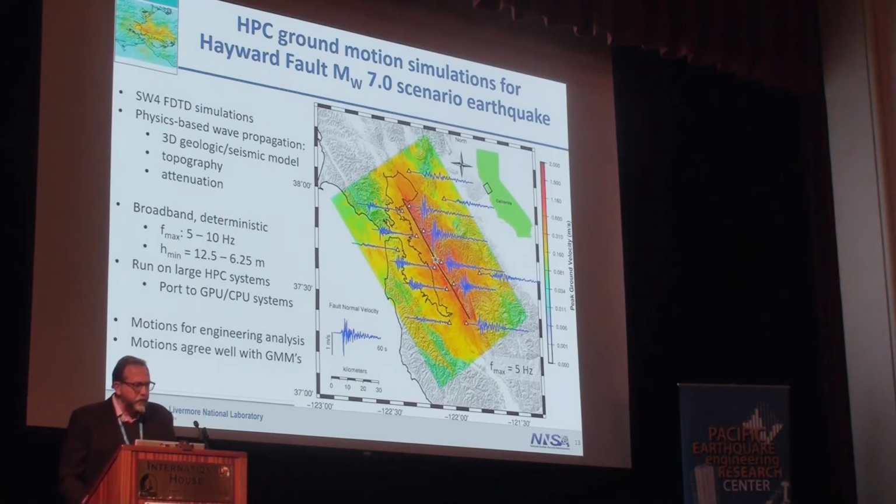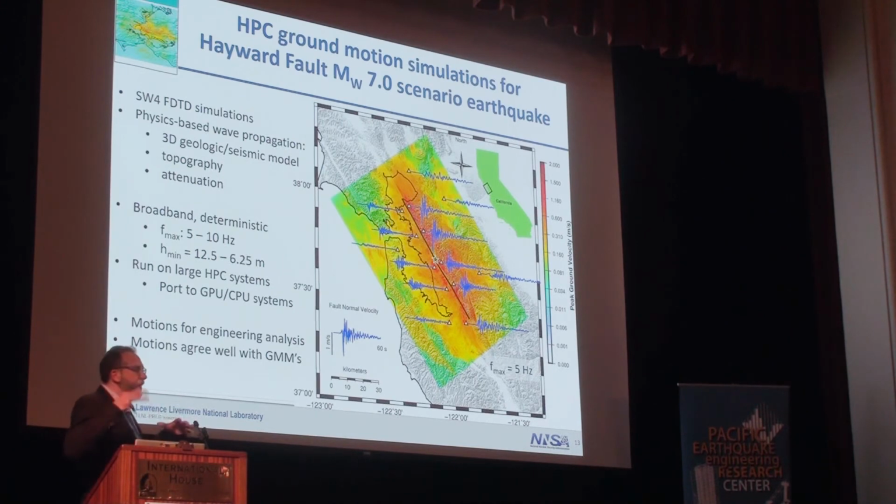All right, I'll move on to what we're doing in the Bay Area for the Hayward Fault. We've simulated this 120 by 80 kilometer area with a magnitude 7 earthquake, 77 kilometers long, with SW4, a fully 3D finite difference code that includes surface topography, attenuation, and mesh refinement. In order to generate motions of use to this community, 5 to 10 hertz or so, we have to have very fine discretization.